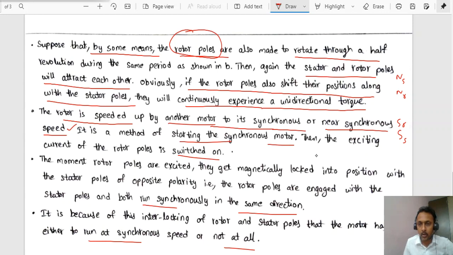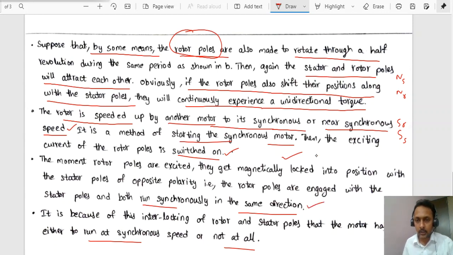Once you bring the rotor to its synchronous speed, the excitation current of the rotor poles will be switched on. Now the excitation, how do we provide it? With the help of some small DC machine which will be mounted on the same shaft, right? With the help of that, the windings of the rotor will be excited. Now once the poles get excited, they will be magnetically locked into position, right? So because of that, the rotor poles are engaged with stator poles of opposite polarity, and both run synchronously in the same direction.